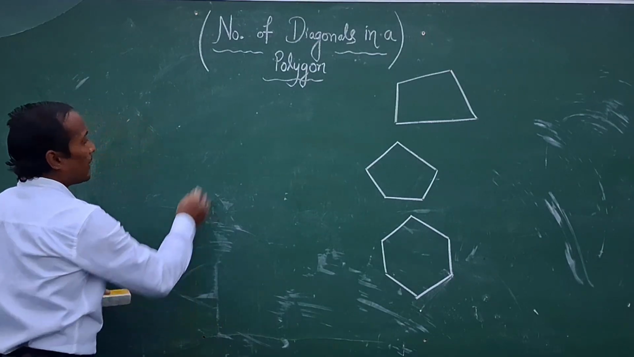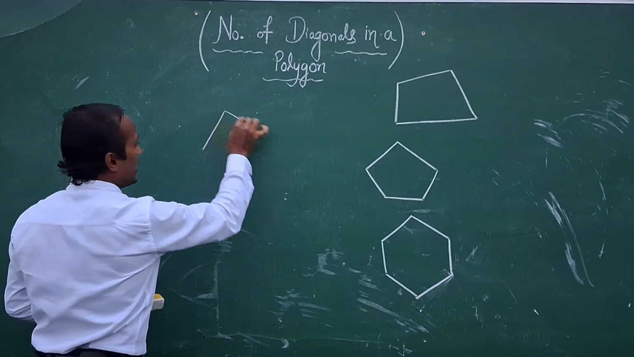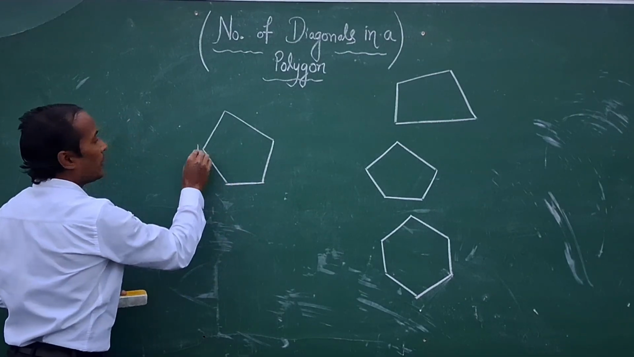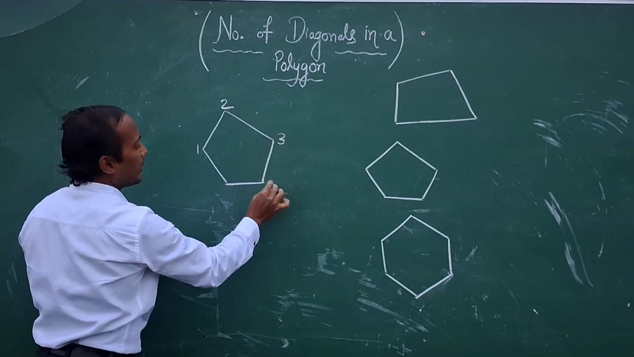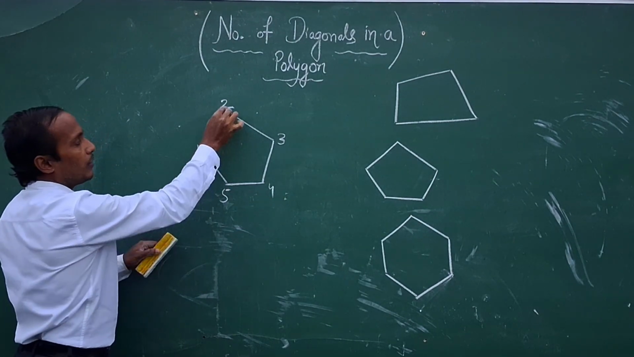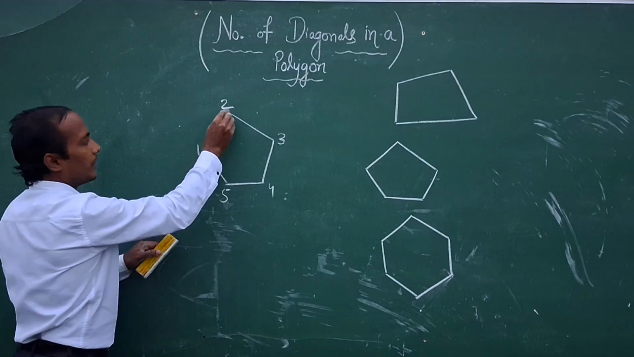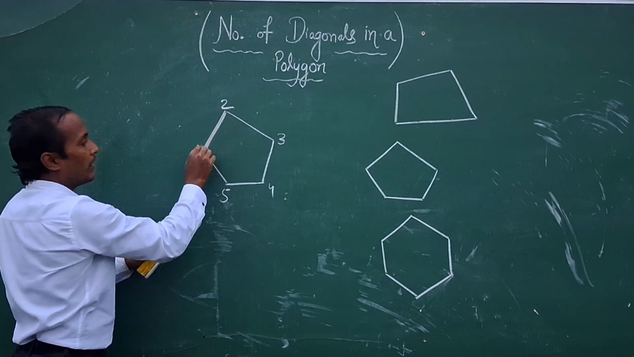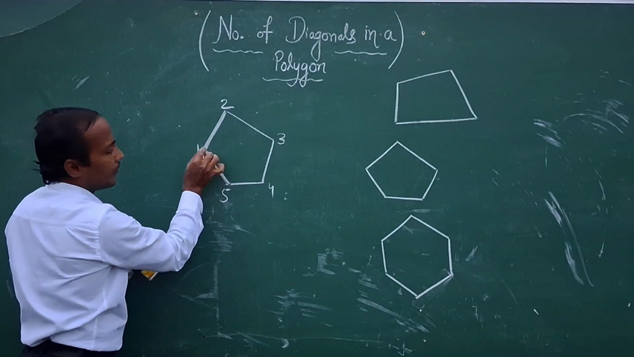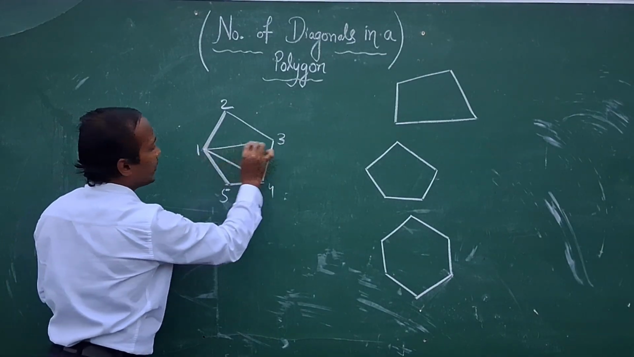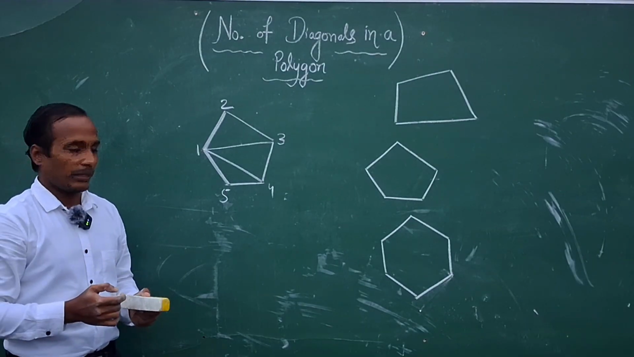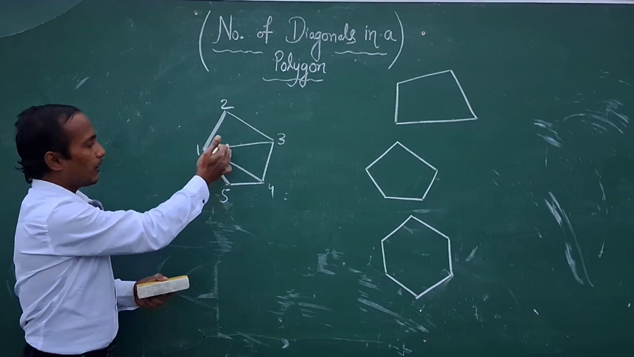For example, I am drawing here a pentagon. You see, suppose this is vertex number 1, vertex number 2, vertex number 3, vertex number 4, vertex number 5. Already vertex number 1 and 2 are joined. This is called side. Vertex number 1 and 5 are joined. This is called side. When I join vertex number 1 to 4 or vertex number 1 to 3, this line segment is called a diagonal. Okay. It is a convex polygon, so diagonals are inside.